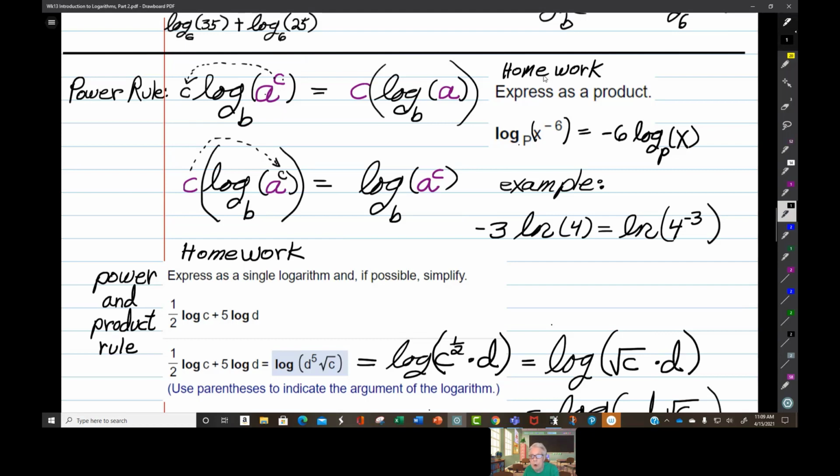So here I've done a couple of homework problems for you. Here they give you this problem right here, and they say express it as a product. A product is two things multiplied together, two or more, I guess. So log base p of x to the negative 6 power. The way you make this into a product is you bring the negative 6 down front and let it multiply log base p of x.